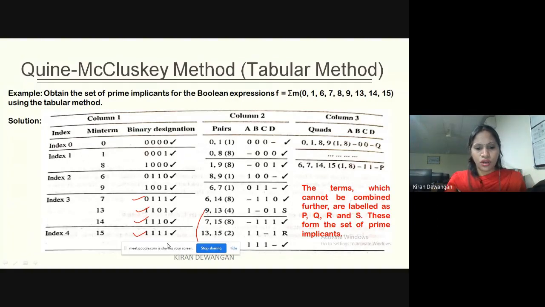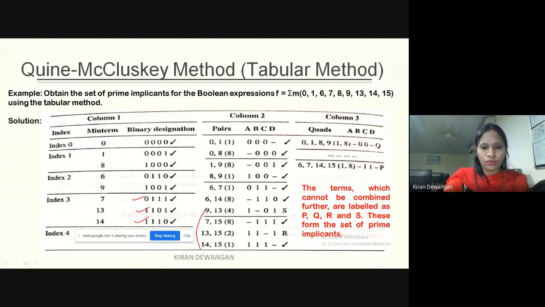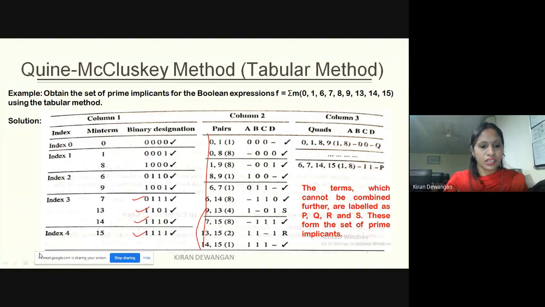Okay? So we are done with all the pair formations. Is this concept clear, everyone? That is the pair formation. Clear or not? Students, reply whether the concept of pair formation is clear or not. And we have to write the binary designation like this.